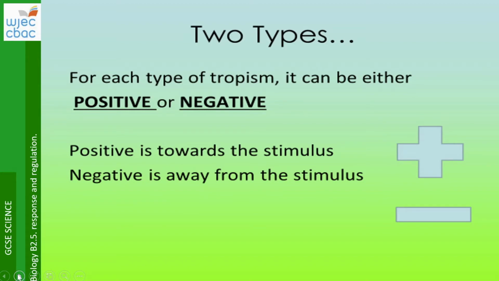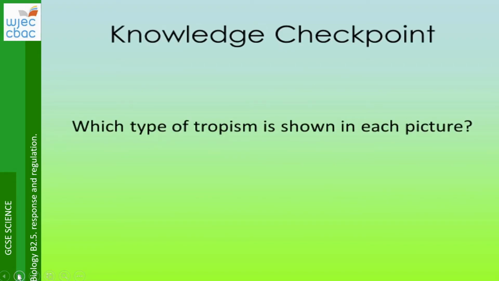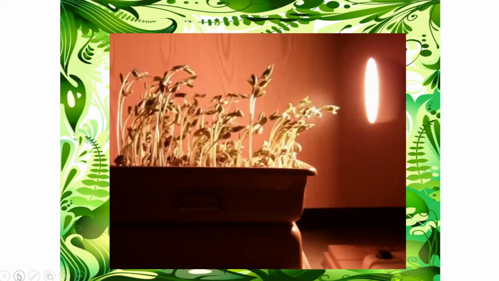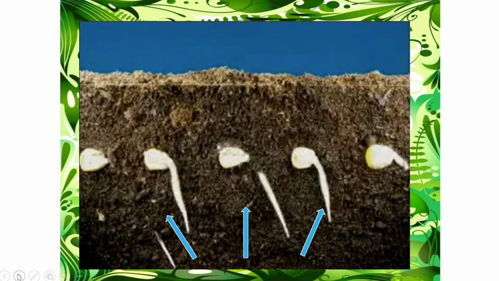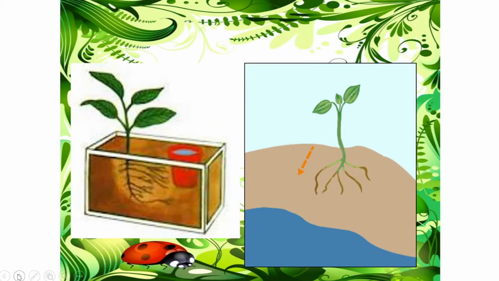There are two types of tropism. Tropisms can either be described as being positive when the part of the plant will grow towards the stimulus, or they are negative when the part of the plant grows away from the stimulus. So, which type of tropism do you think is shown in each of these pictures? The shoots are bending towards the light, so it's a positive phototropic response. The shoot is growing against gravity. Gravity acts downwards and the shoot is growing upwards. This is a negative gravitropism. The roots are growing with gravity, so this is a positive gravitropism. And these roots are growing towards the water, so that is a positive hydrotropic response.